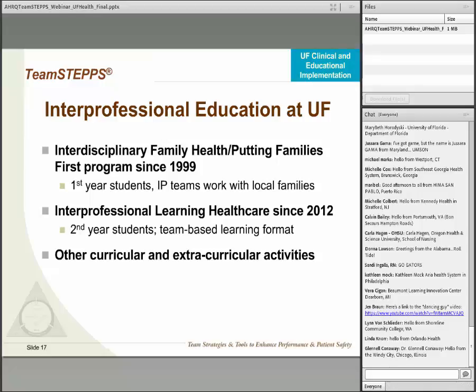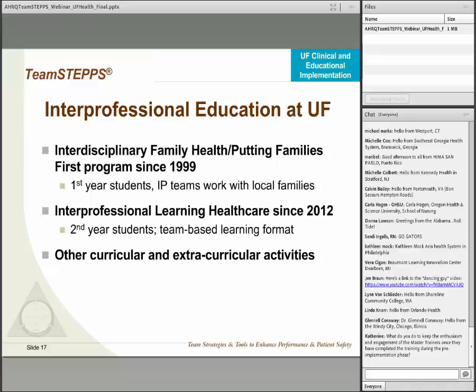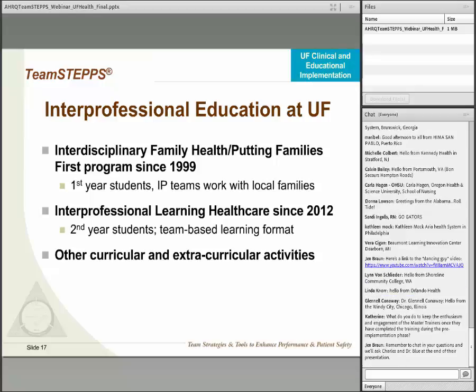Again, I represent, we'll just say, the academic side and the colleges. Just a brief reiteration: UF, obviously, is a huge college campus, but we are really fortunate to have what's considered the six traditional health professions here, and we are all very physically close together. As Charles said earlier, we could have lunch, and we do have lunch together with our colleagues in the colleges.